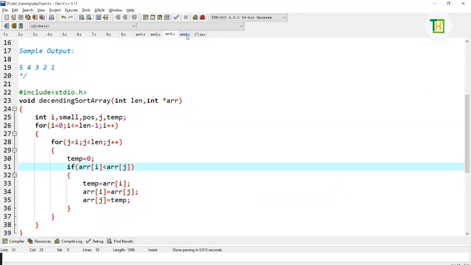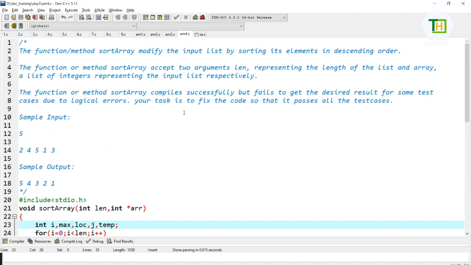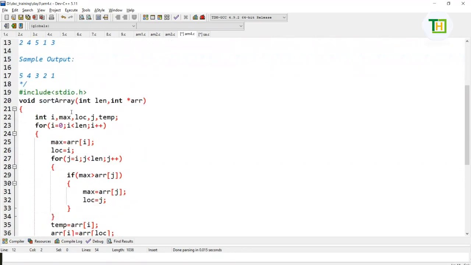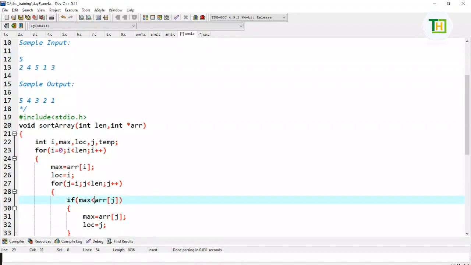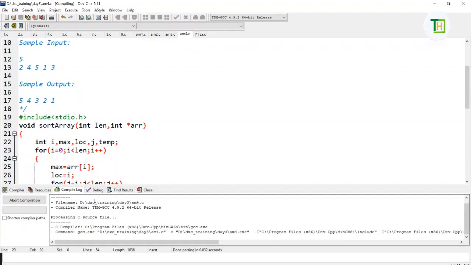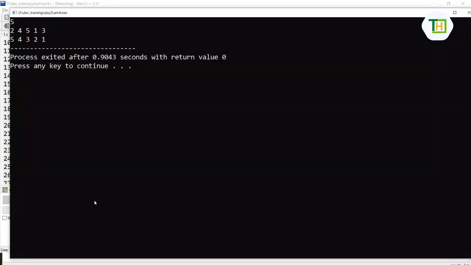Moving to the fourth question. The fourth question is also the same question, but here it is going to be a sorted array. This is also working as ascending order. Change it like this. Execute. That's it. Same, similar questions.